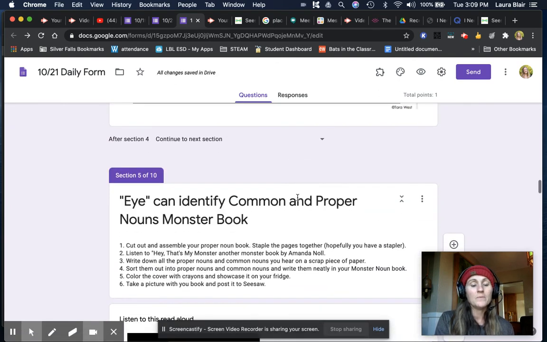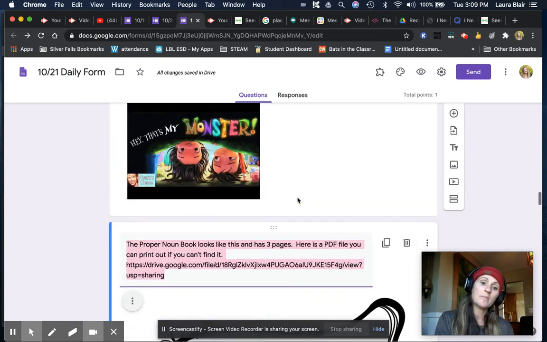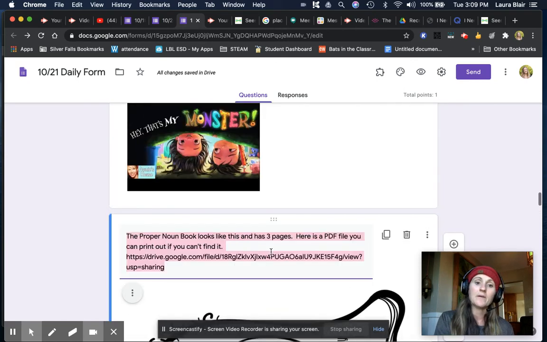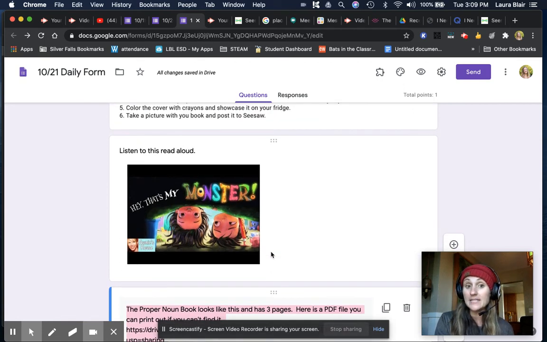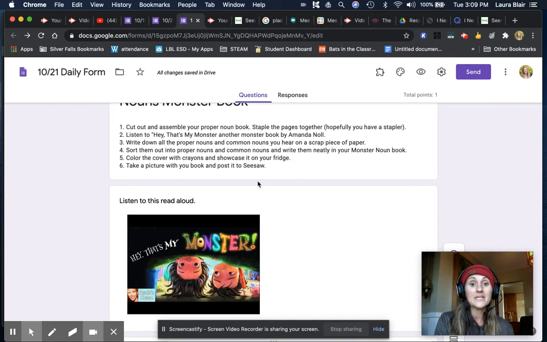Okay, so in your bag, you should find a paper that looks like this. And then there's 2 other pages that go with it. I need you to cut it out nicely and assemble it. Hopefully, you have a stapler at home.